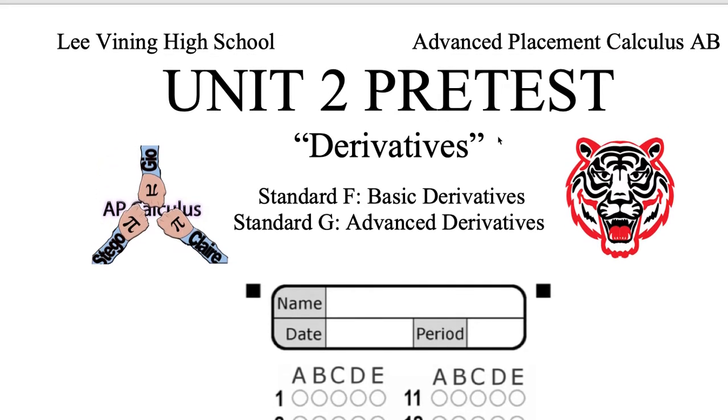This is AP Calculus. We are talking about the Unit 2 pretest. I'm going to try to go over every single problem. I think we have enough time. There's 20 questions. We basically have 50 minutes. I mean, we have the entire period.